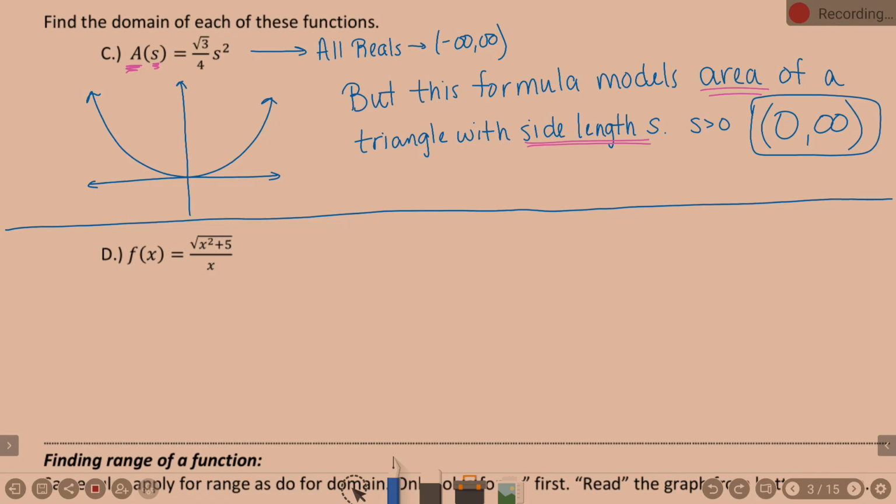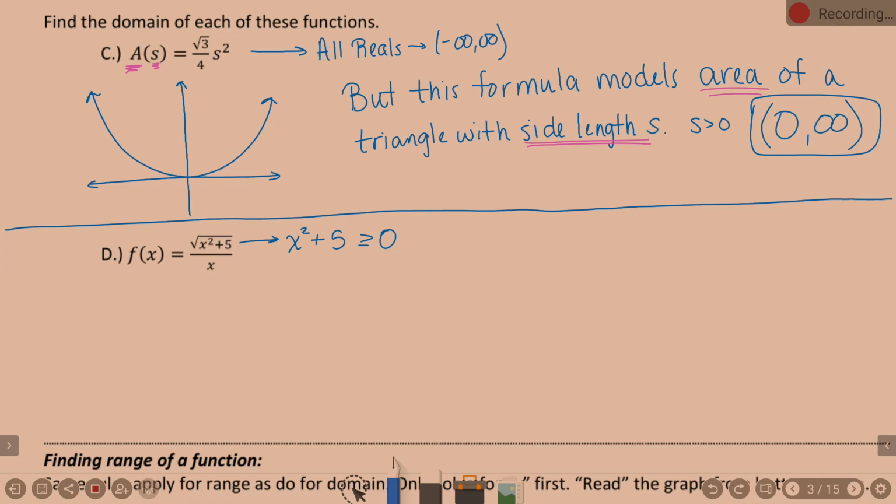Okay, f of x equals square root of x squared plus 5 all over x. Okay, I'll look at the equation in a moment, but what pieces have we been considering here? Square roots and denominators. What do we know about this square root? Whatever's under a square root must be greater than or equal to 0. There's an x this time, so I need to check this out, don't I?